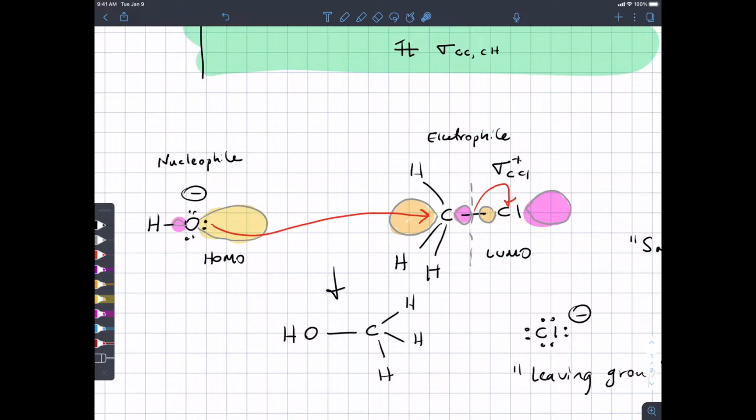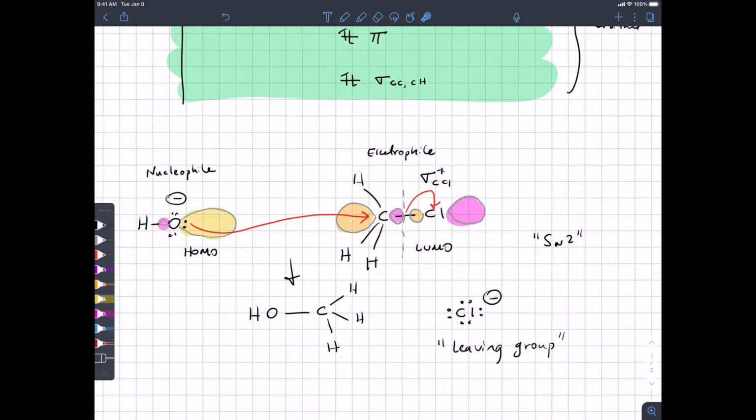And then, based on the second great commandment of OCHEM, HOMO attacks LUMO, you have electrons from the HOMO attacking the sigma star, making a new bond between oxygen and carbon. Because it's a sigma star antibonding orbital, when we use it to make a new bond, we have to break the corresponding sigma bond, the carbon-chlorine sigma bond.